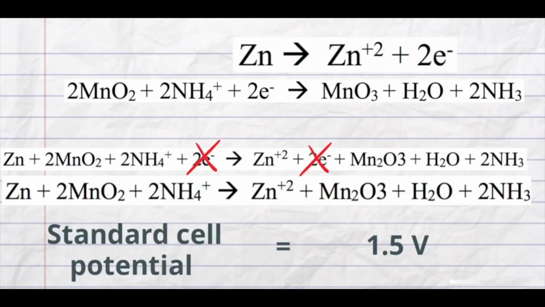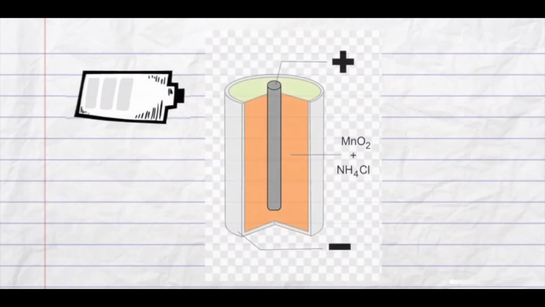The standard cell potential of this battery is 1.5 volts. Now, just like the galvanic cell, the dry cell battery has a finite supply of metal, and once all the zinc has oxidized, the battery runs out and dies, and you won't be able to change the channel on your TV.